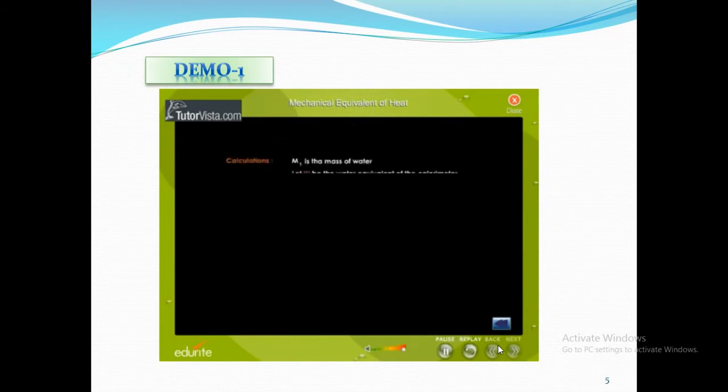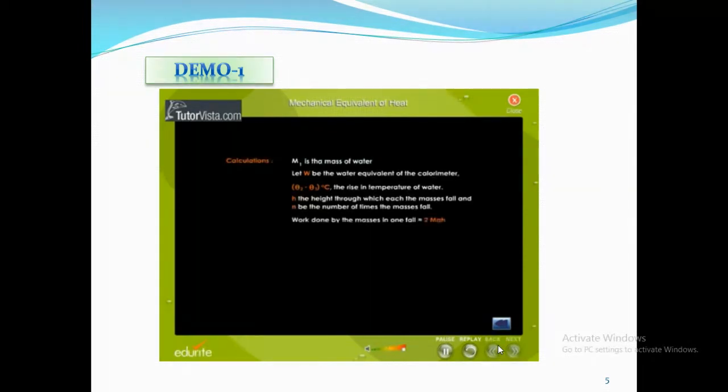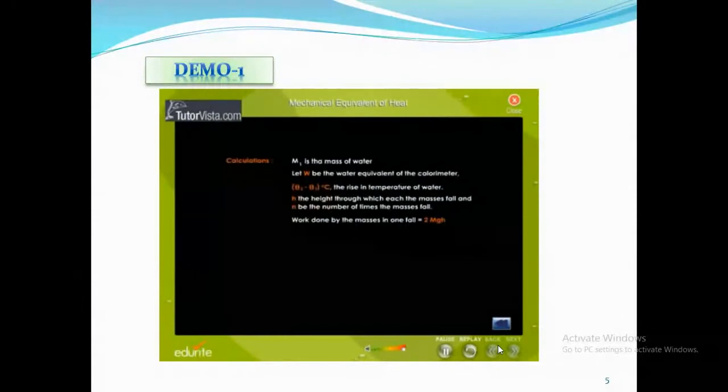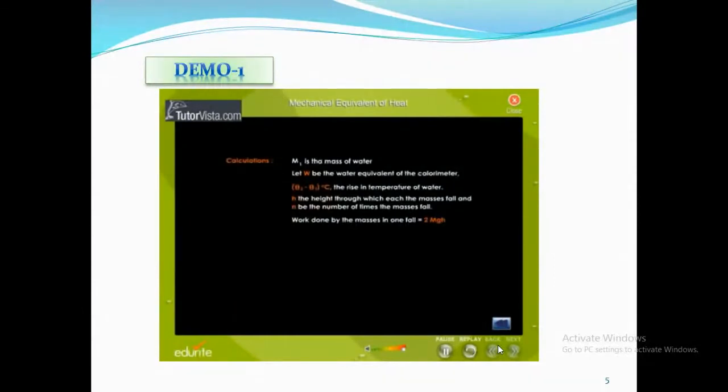Calculations. Let W be the water equivalent of the calorimeter, and theta 2 minus theta 1 degrees Celsius the rise in temperature of water. Let h be the height through which each of the masses falls, and N be the number of times the masses fall. Work done by the masses in one fall is equal to 2mgh. Total work done is equal to 2mgh times N.